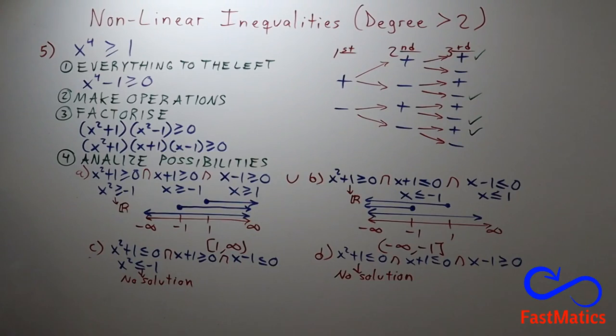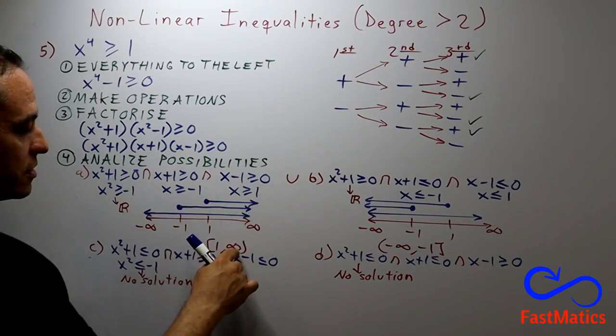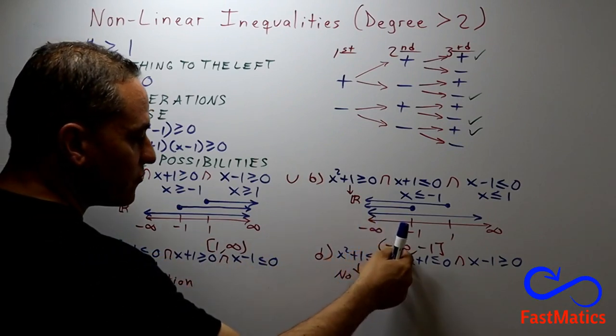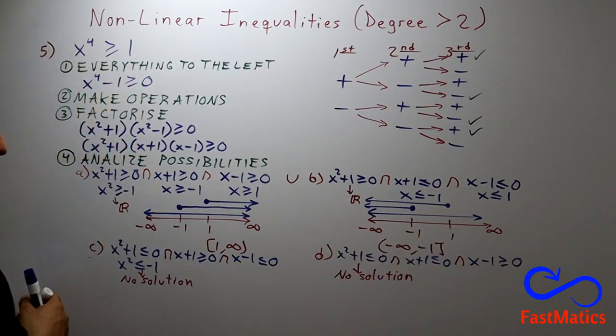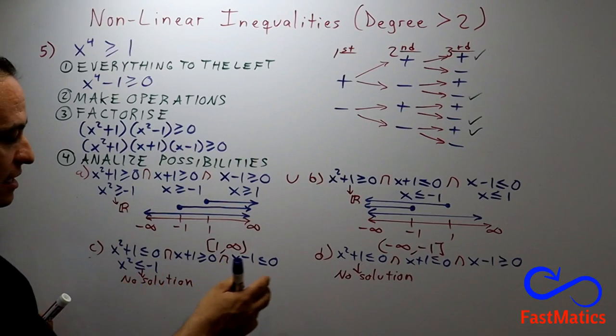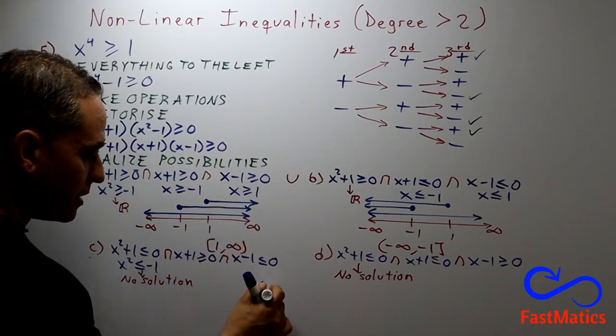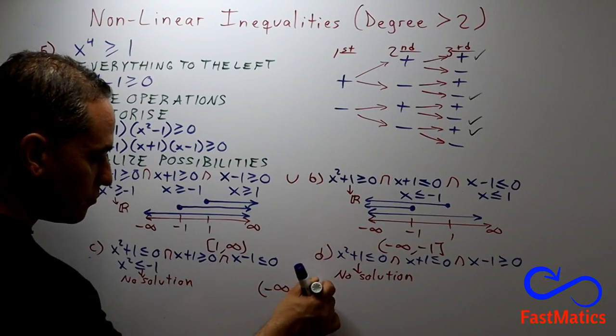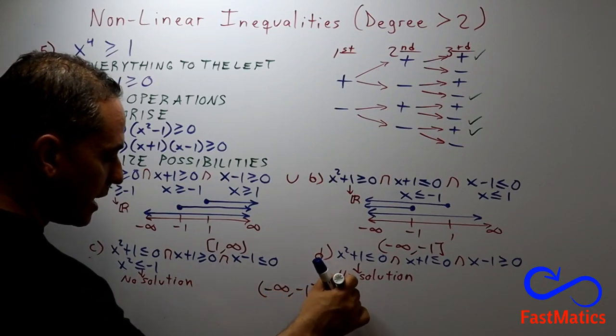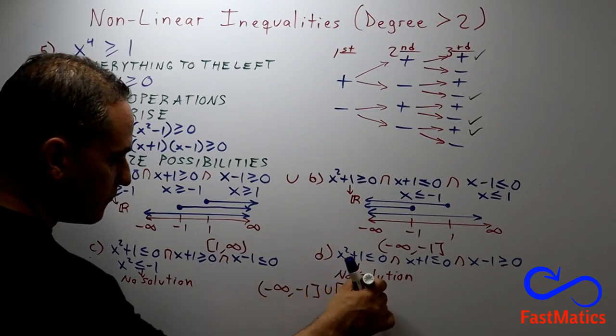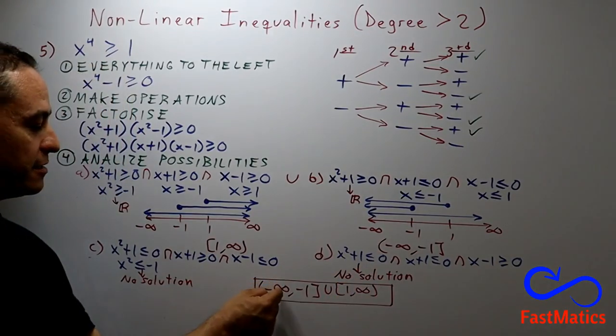So the answer is from 1 to infinity and from negative infinity to negative 1. I will write it here, the final answer: from negative infinity to negative 1 and from 1 to infinity. The final answer is here.